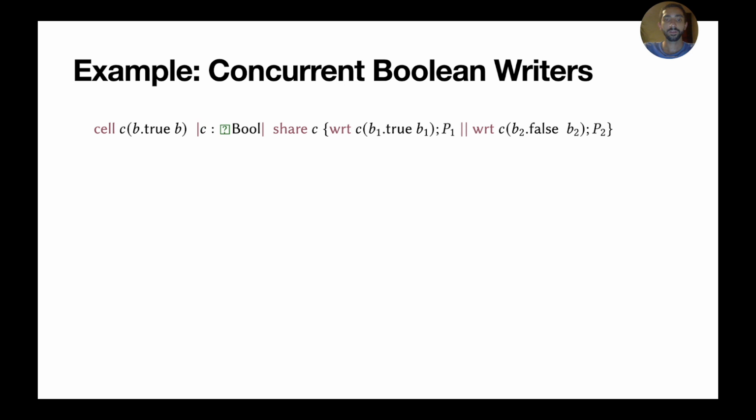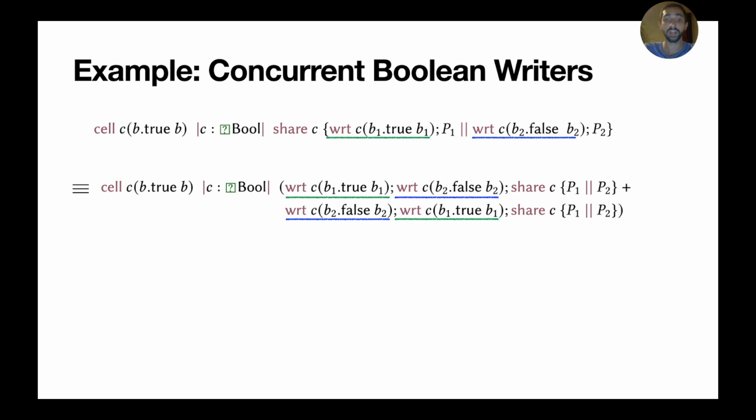A memory cell is being shared between two threads. One thread writes the Boolean true and continues as P1, whereas the other writes false and continues as P2. First, the system is expanded into a non-deterministic sum, in which the two concurrent write operations are interleaved and brought to evidence, using the fundamental law which relates concurrency with non-determinism. Further laws allow the cut to be distributed over sum.